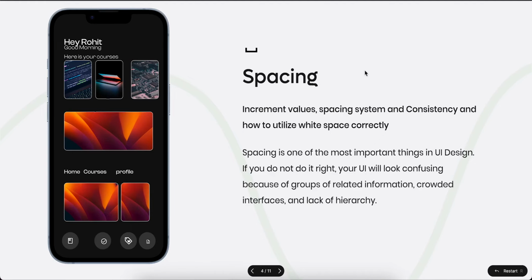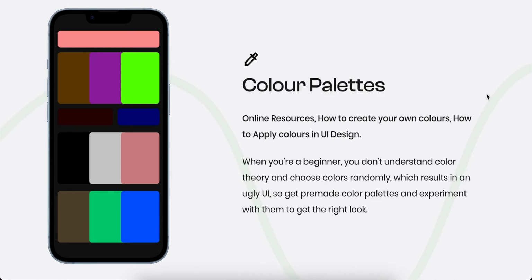Okay, the next thing is color palettes. If you see here, the color palette examples are pretty weird. I just chose arbitrary colors from here and put them there, which doesn't actually align with what I'm trying to do with the application.